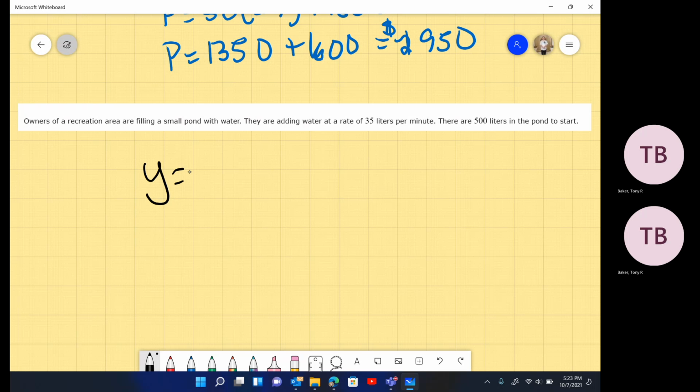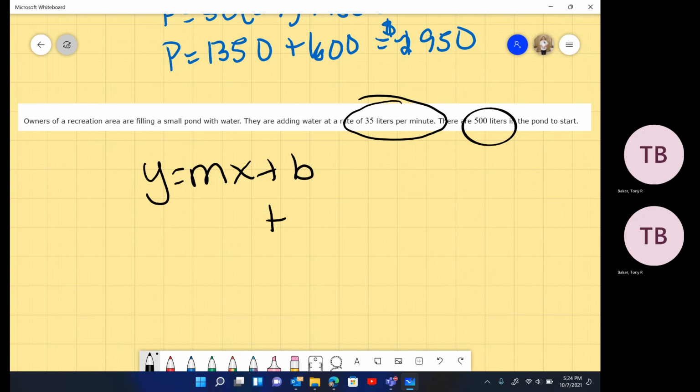So y equals mx plus b. In this case, they're adding water at a rate of 35 liters per minute, and there's 500 liters in the pond to start. So which one is my M, the 35 or the 500? Or which one's my B, the 35 or the 500? The 35 is the B or the 500 is the B? Nope. Oh, 500.